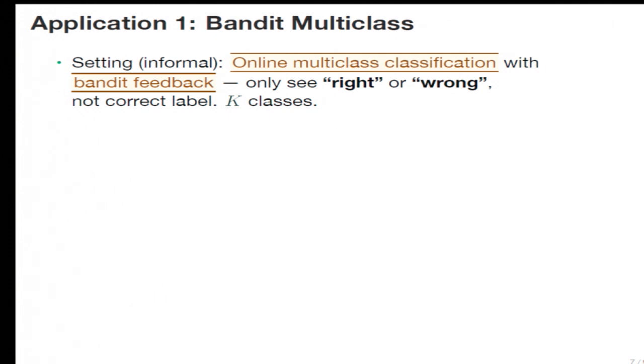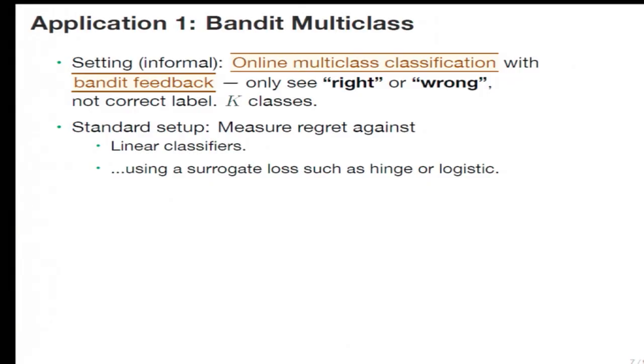The first one is bandit multiclass. This is the classic setting where at each time I get some feature vector, I predict one of k classes, and then I'm just told whether I'm right or wrong. I don't get to see what the correct label was. A standard setup for this problem, if you want efficient algorithms, is that I look at linear classifiers as my benchmark, and I use a surrogate loss, like hinge or logistic.